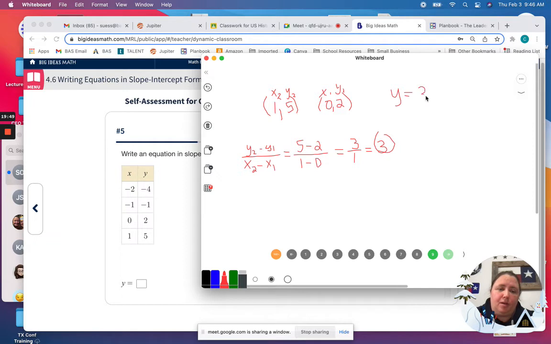So I put 3x here. And then I just need my y-intercept plus b. What's the rule for finding the y-intercept when you just have the points? What does my x value have to be? 0. Do I have that? Yeah. So it's going to be plus 2. Excellent. So there's your equation. Does that help? Yes, thank you. You're welcome.